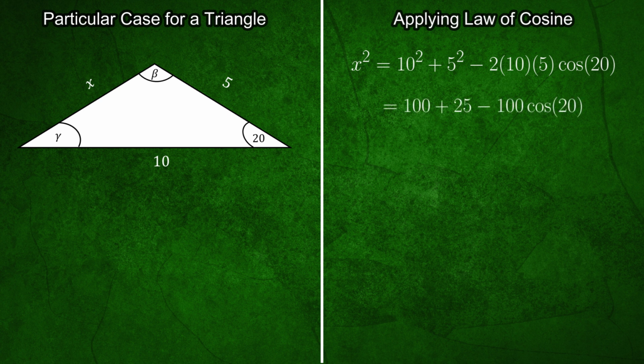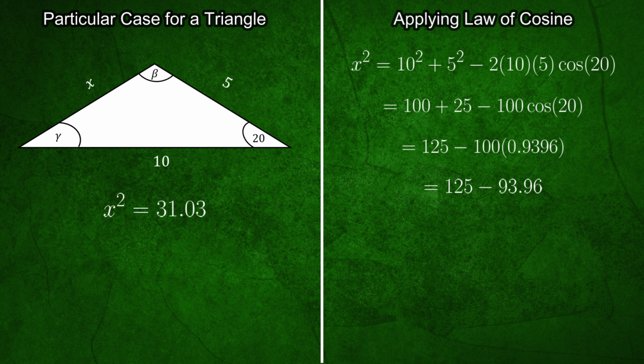If we simplify, we have that x squared is equal to 25 plus 100 minus 100 times cosine of 20 degrees. If we perform this operation, 100 times cosine of 20 degrees, we get 93.96. Thus, x squared will be equal to 125 minus 93.96. Thus, x squared will be equal to 31.03, and if we take the square root of both sides of the equation, we get the actual value of x, which is 5.57.